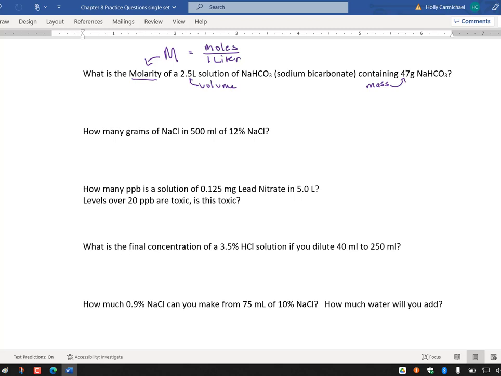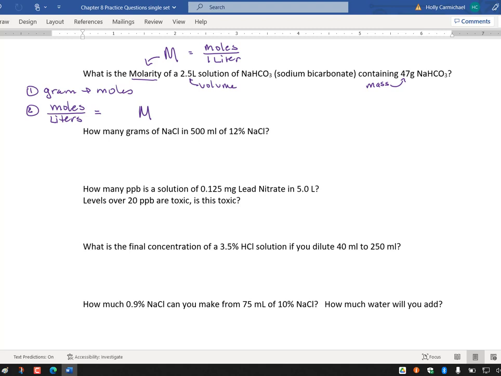So there's the volume to get my liter unit, but I can't use the gram amount, so I have to go from grams to moles first. So in this one, step number 1, I have to convert grams to moles. And once I do, then I can take this amount of moles and divide it by the volume that I have, that 2.5 liters, and that's going to give me the capital M.